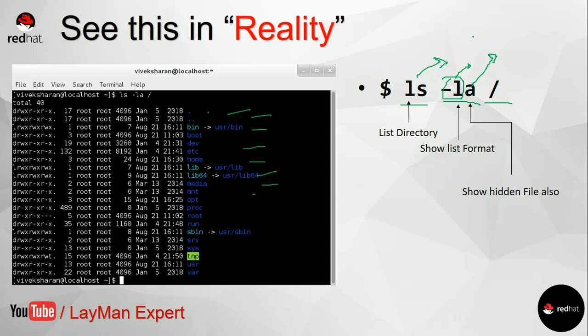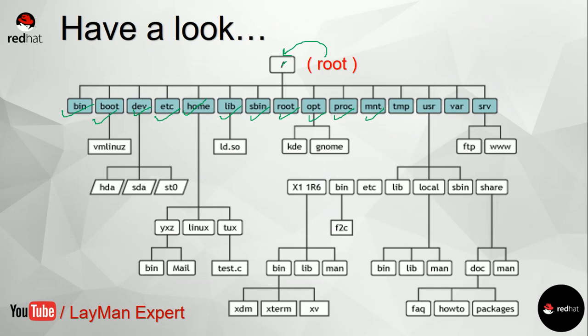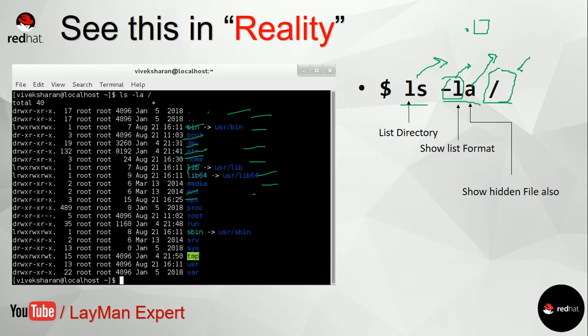The -a tells the terminal to show the hidden directories that begin with a dot, and this is the folder which I am listing, that means I am listing root. So you can see bin, boot, dev, etc, home, lib, mnt, opt. In the previous slide you can see here also bin, boot, dev. So you can relate this tree graph with the output, so it will be handy for you.